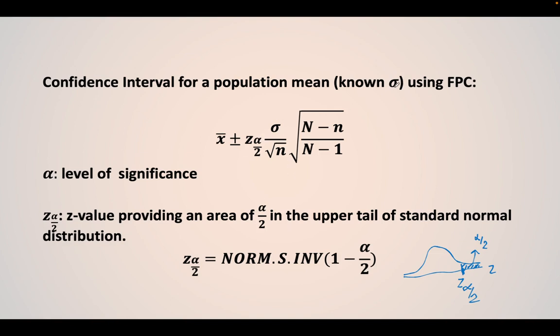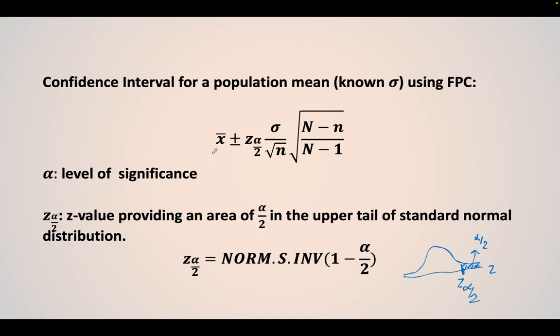Sigma is given in the question, it is known. Lowercase n is sample size, uppercase N is population size. Okay, I'm going to insert them in the formula to find the confidence interval.